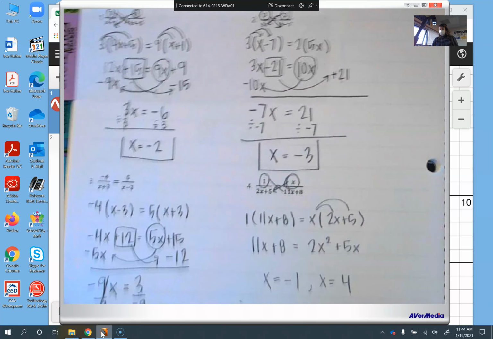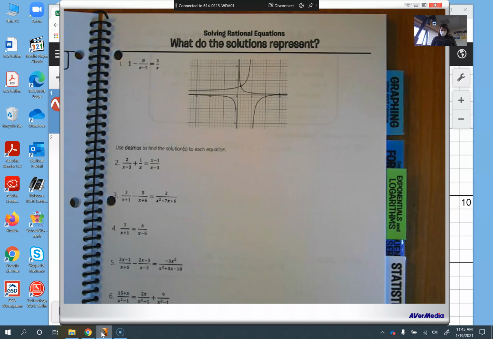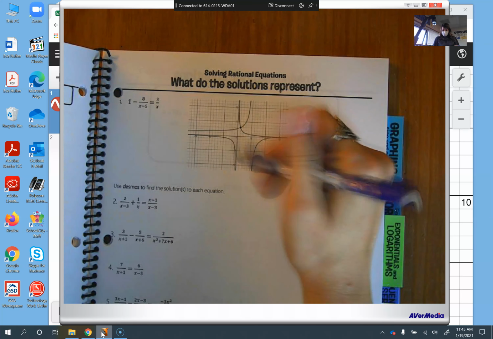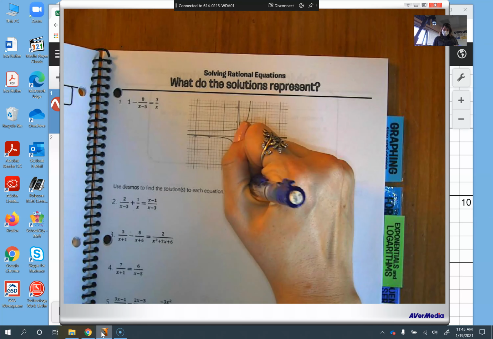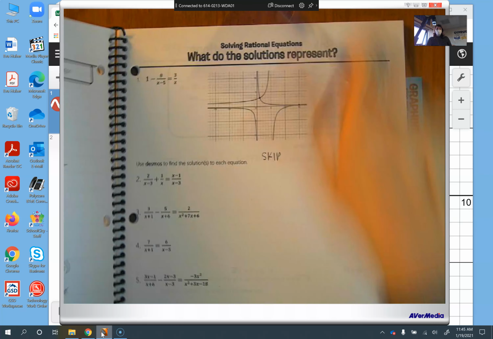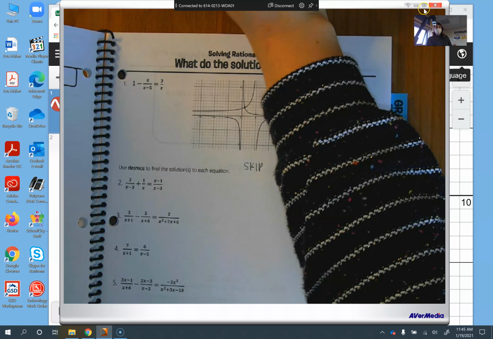So let me give you a little bit of advice. This page, we don't really need to do this page. We might skip this page. When you go to Canvas to take your quiz, now that you know you can solve these in Desmos, the first 4, it's going to be really easy for you to just plug them in Desmos instead of doing this.